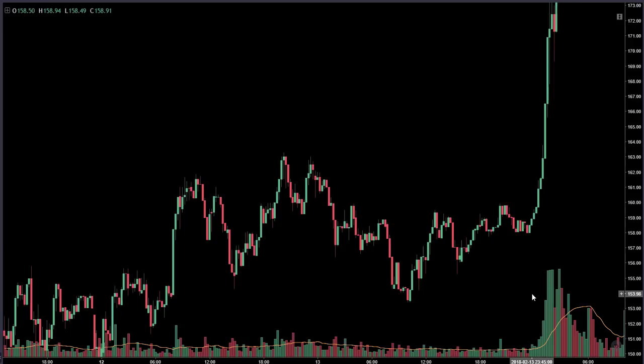When you see big volume coming in, you know that supply and demand is going to kick in eventually. Abnormal volume is going to give you a heads up that something is changing in the market.